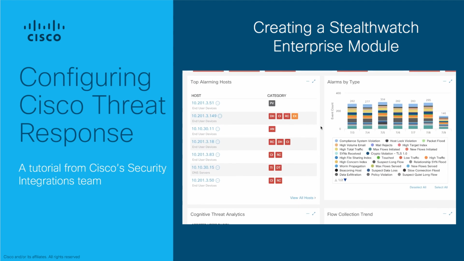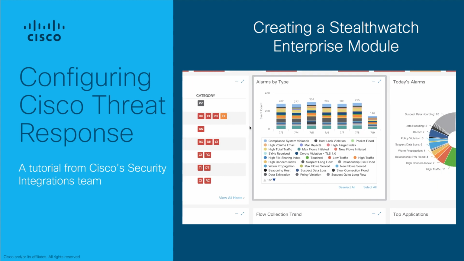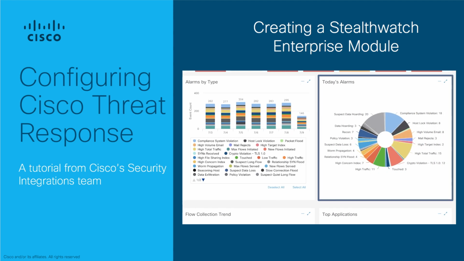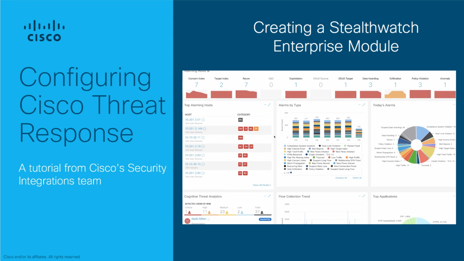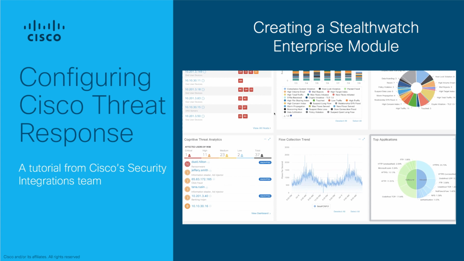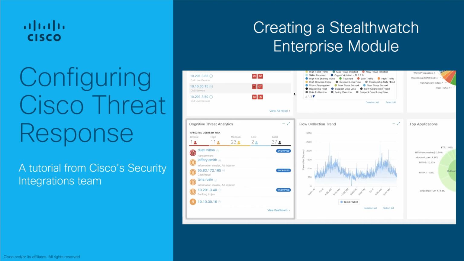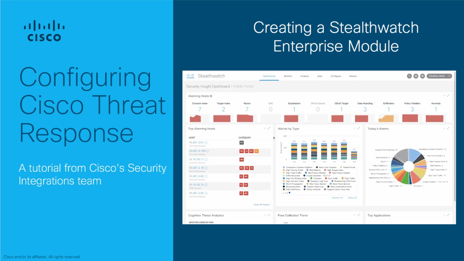I'm Adi Shankar from Cisco's Security Integrations team, and in this tutorial, we'll walk through configuring the Stealthwatch Enterprise module in Threat Response. Using telemetry data, Stealthwatch provides industry-leading machine learning and behavioral modeling specific to your business. Threat Response can use this advanced traffic analytics data in conjunction with other security technologies to dramatically cut the time and effort needed to detect, investigate, and remediate cybersecurity threats.